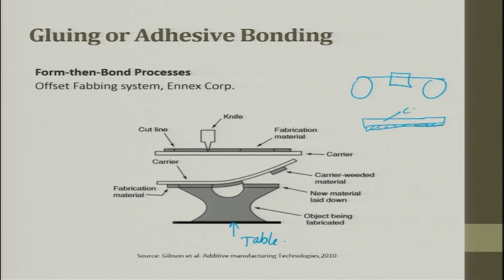So, this is the carrier which is again running end to end, and this is the weeded material. So, this is placed on top of it. You can see here first the carrier layer. So, fabricated material is here, there is a knife which goes around, or you can use a laser which goes around, and then this is a cutting line which is used. So, this cuts and we place it on top of the offset.